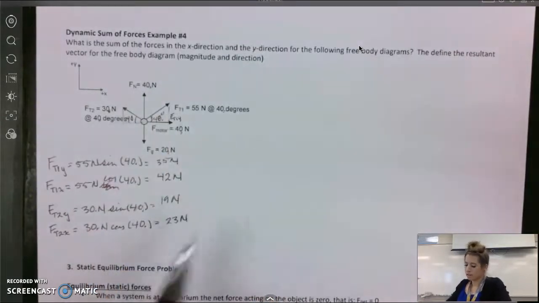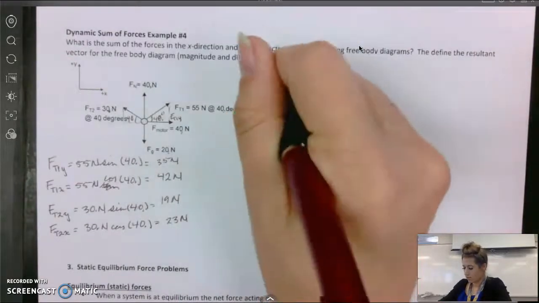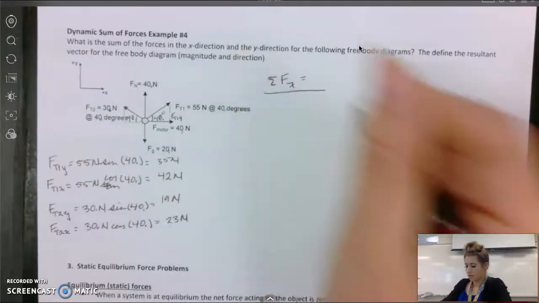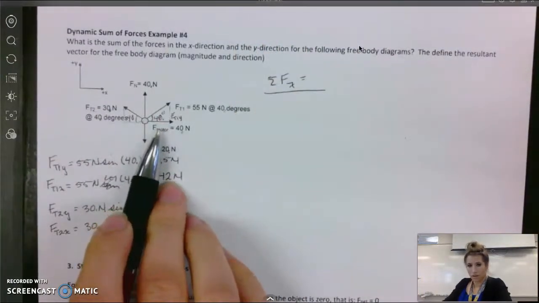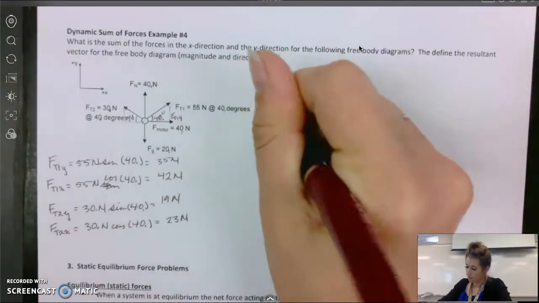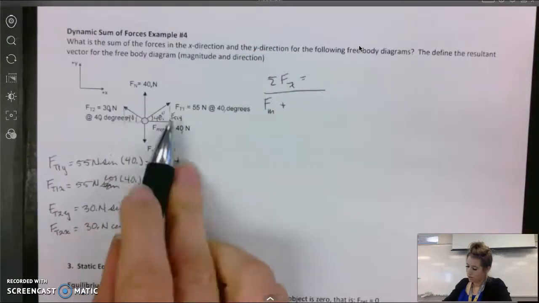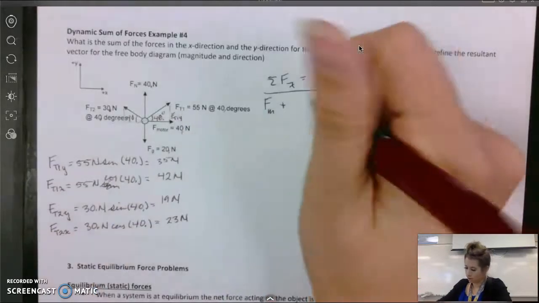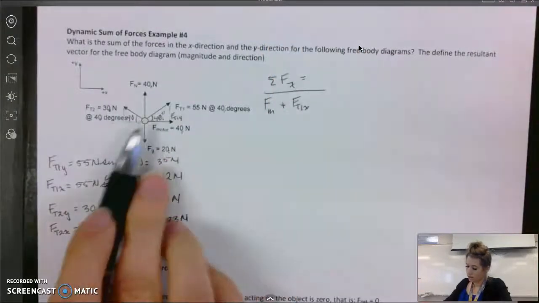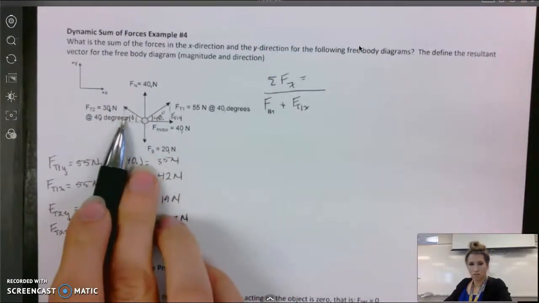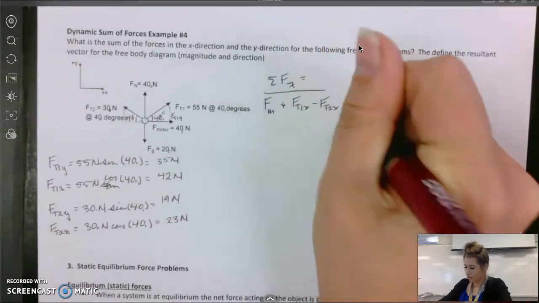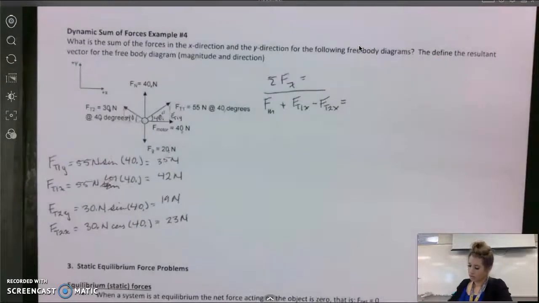So now let's write out the sum of the forces in the x direction. So in the x direction, we have the force of the motor, and then we also have the force of tension 1 in the x. Okay. Also in the x, we have force of tension 2 in the x, but that's a negative. All right, and let's write those values in.